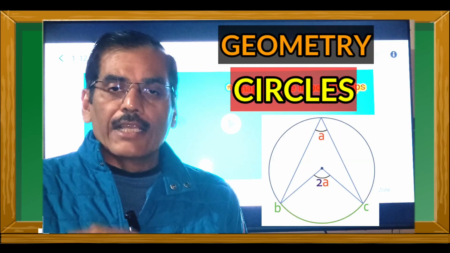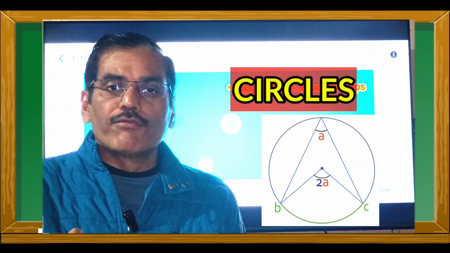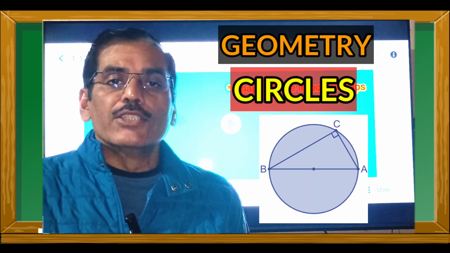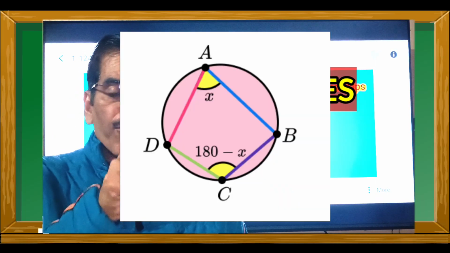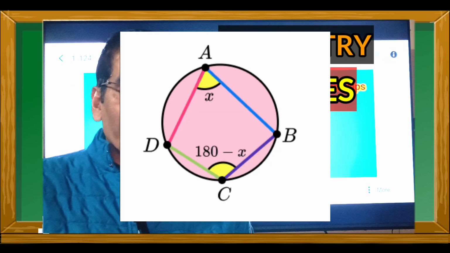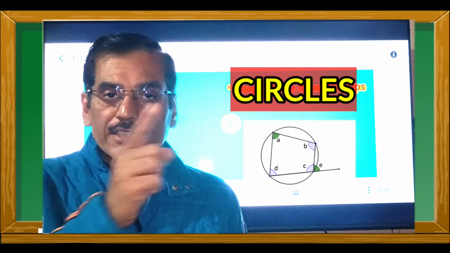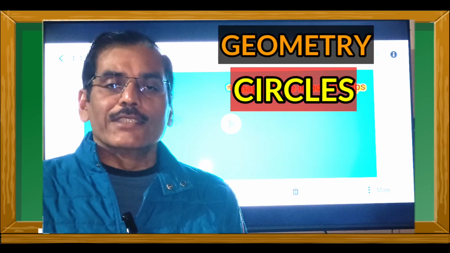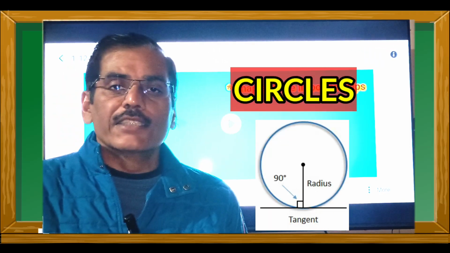Angle theorems: the angle at the center is double the angle on the circumference. The angle made by the diameter, the angle in a semicircle, is 90 degrees. Cyclic quadrilateral properties: the sum of the opposite interior angles is 180 degrees. The exterior angle is equal to the interior opposite angle of a cyclic quadrilateral. You should also know the tangent properties: the angle between the tangent and the radius is 90 degrees.